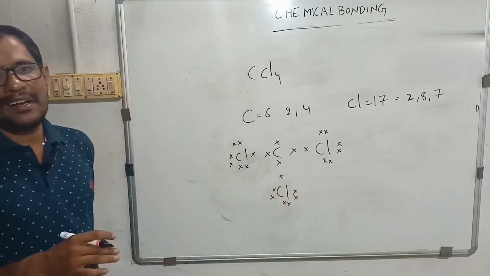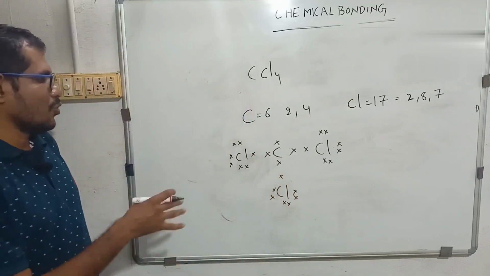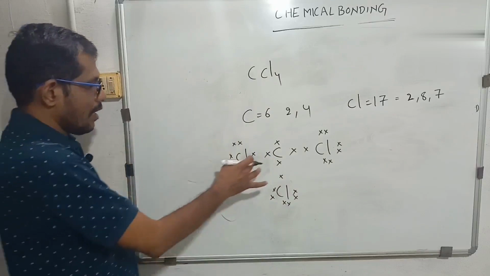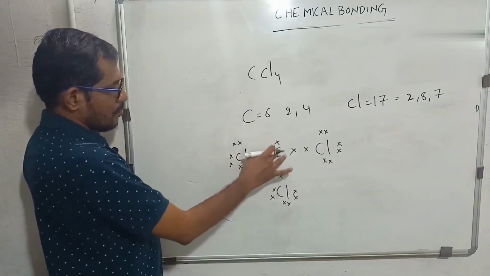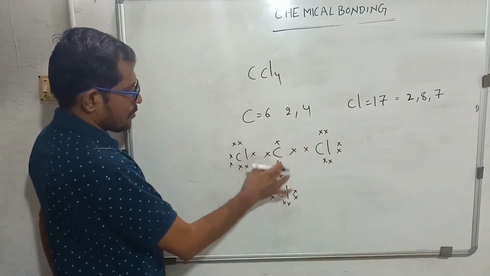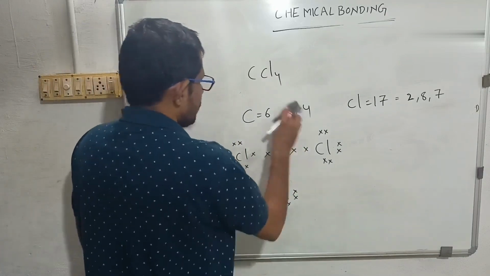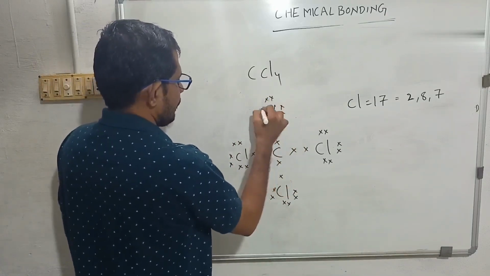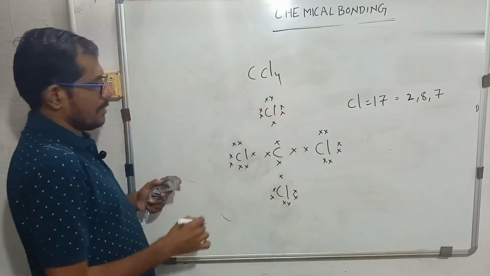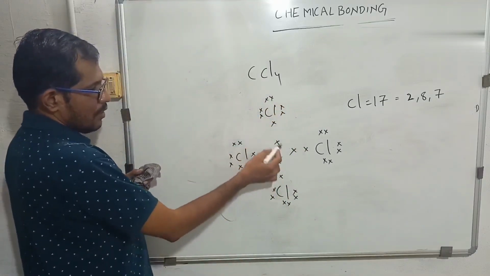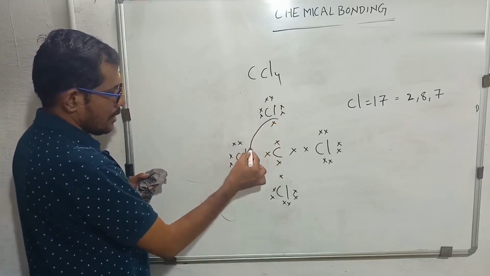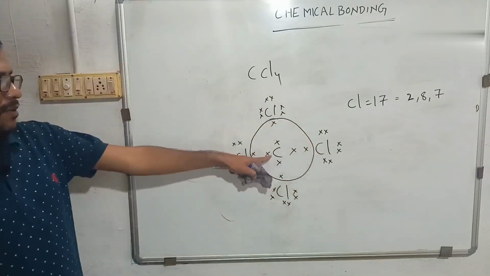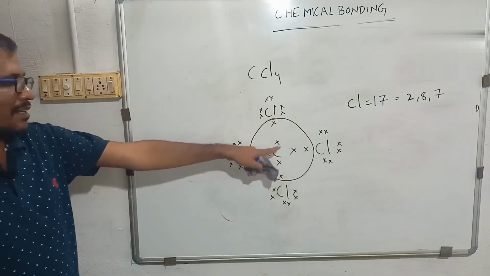Now we need to make the circles so that each element gets 8 electrons. So for carbon, how will the circle come? One more chlorine atom is there, so I will write one more chlorine atom over here. Now the circle. Carbon has 4 electrons, and carbon will also take these 4 electrons. Now carbon has 8 electrons.